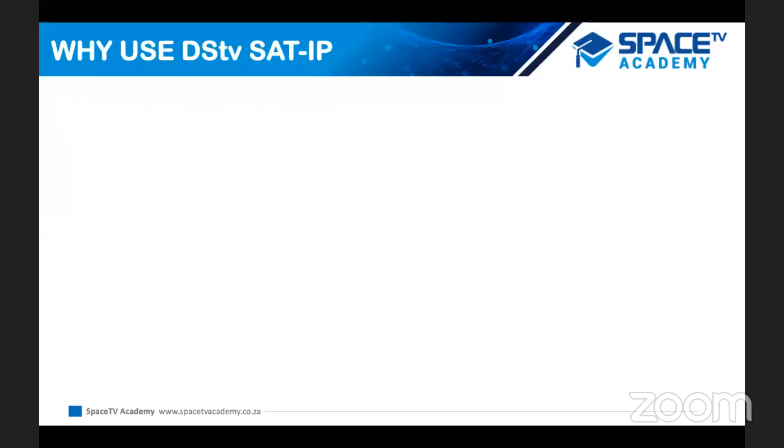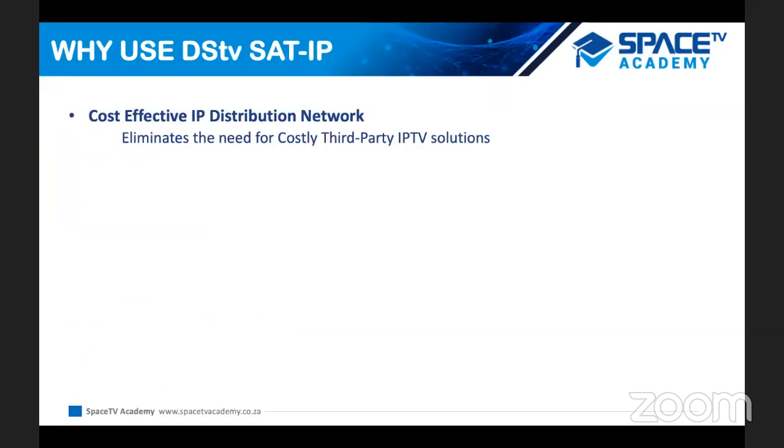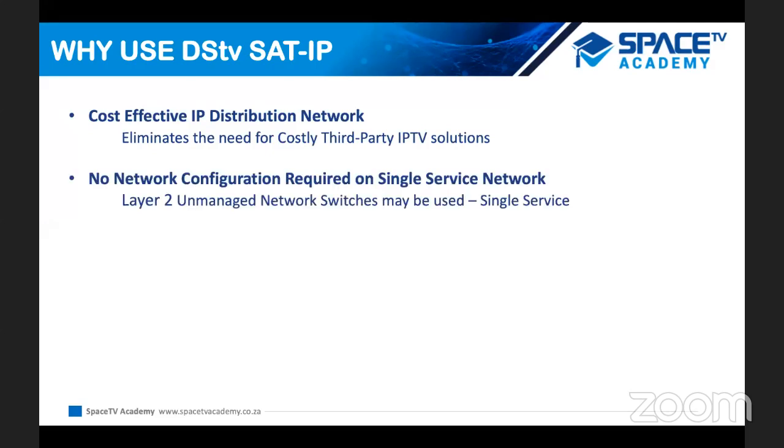So why would we use DStv SATIP? It gives us a very cost-effective IP distribution network because it eliminates the need for costly third-party IP solutions. No network configuration required on single service networks. So if you have a single service network, in other words, your network will only be carrying the SATIP service, Layer 2 unmanaged network switches may be used, and therefore there is virtually no network configuration required.